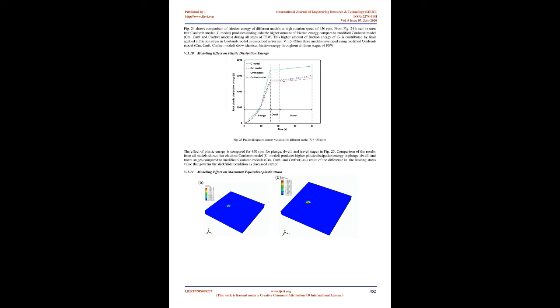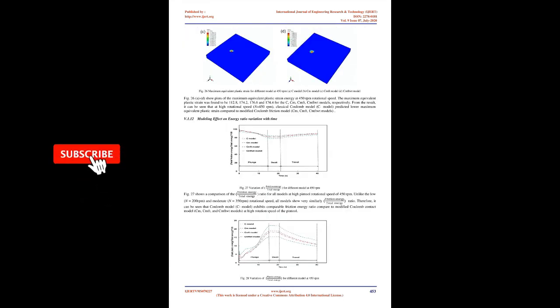All models show a linear decrease of energy ratio with respect to time during the travel stage. Fig 24 shows a comparison of friction energy of different models at a high rotation speed of 450 rpm. From Fig 24 it can be seen that the Coulomb model, C model, produces a distinguishably higher amount of friction energy compared to the modified Coulomb models, CM, CMFT, and CMFT-WT, during all steps of FSW. This higher amount of friction energy of C is attributed to the limit applied on friction stress in the Coulomb model as described in section V.1.5. The other three models developed using the modified Coulomb model, CM, CMFT, CMFT-WT, show identical friction energy throughout all three stages of FSW.